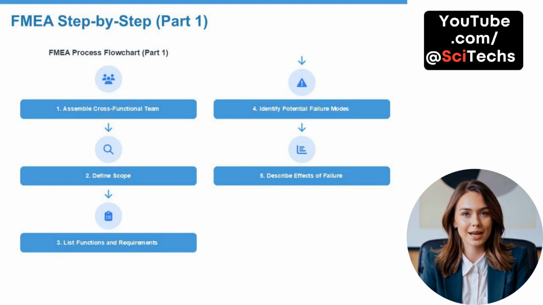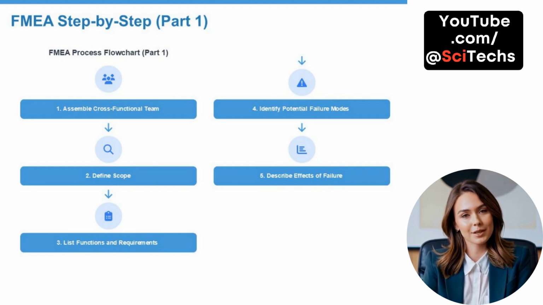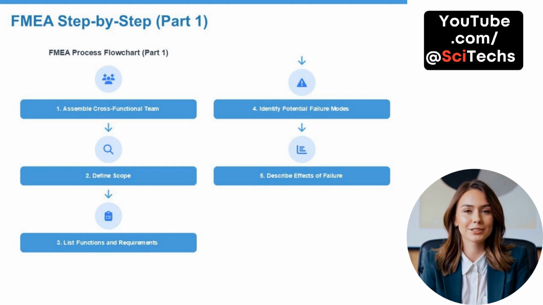From there, identify potential failure modes, specific ways each function could break down. Lastly, describe the effects of those failures, focusing on how the system, user, or downstream process would be impacted. Each of these steps feeds into the next, creating a systematic workflow that ensures no critical failure is overlooked.